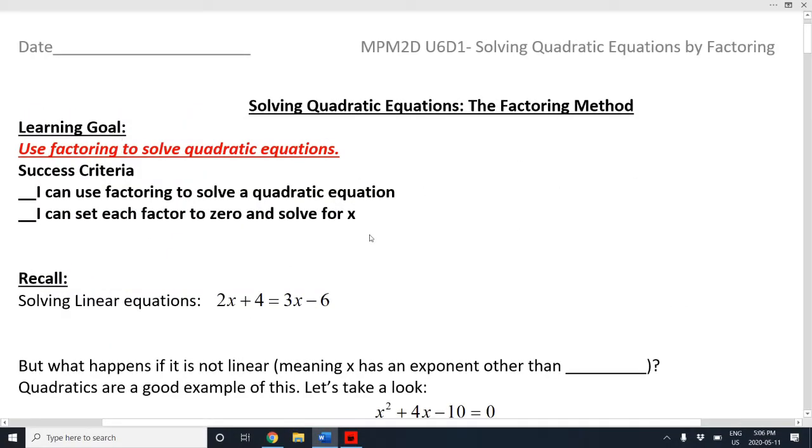Solving quadratic equations, the factoring method. Our learning goal today is to use factoring to solve quadratic equations. Please ensure you have the lesson printout so you can follow along with this video.